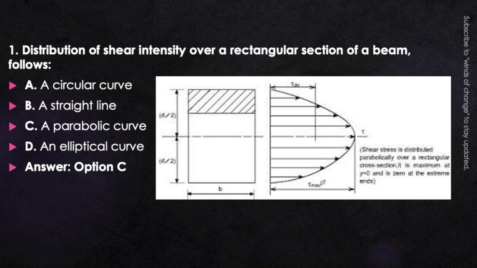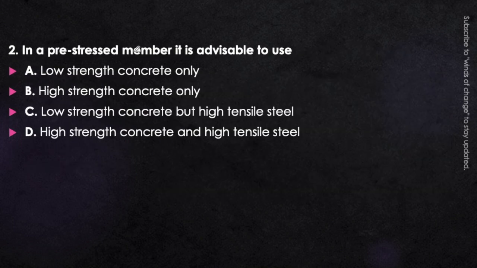Okay. Next question. In a pre-stressed member, it is advisable to use low strength concrete only, high strength concrete only, low strength concrete but high tensile steel, or high strength concrete and high tensile steel. I think it is an easy question to answer. What will be the answer? Just think about it. It will be option D, that is high strength concrete and high tensile steel, which is being required in case of the pre-stressing.